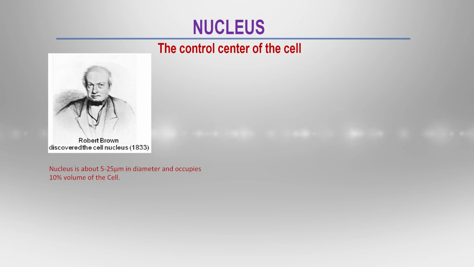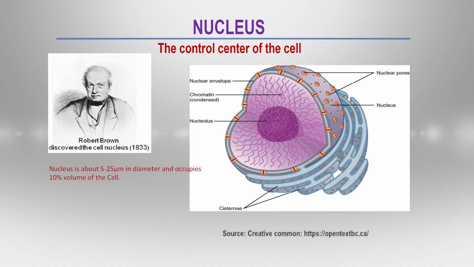It is the control center of the cell, and Robert Brown discovered the nucleus. The nucleus occupies 10% of the volume of the cell, and the average size of the nucleus is about 5 to 25 micrometers in diameter. As you look at this slide, it reveals that the nucleus is a membrane-bound organelle. Within the nuclear envelope there is DNA present in chromatin form, and inside the nucleus there is a nuclear body which is called the nucleolus.